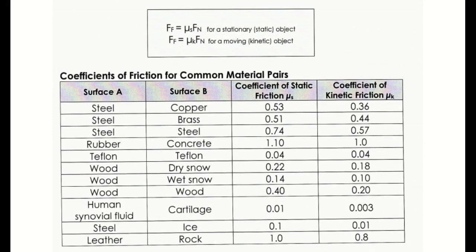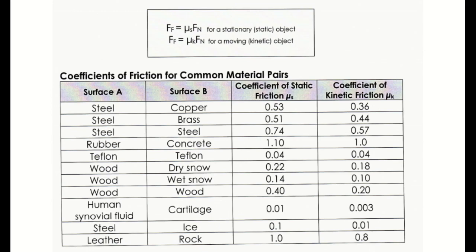So the coefficient of friction, these are just a bunch of examples. The coefficient of friction does not have a unit, so it's just a number value, and it's usually between 0 and 1. It can be a little bit over 1, but it's usually between 0 and 1. A higher coefficient of friction indicates that it's going to take more force to overcome it.